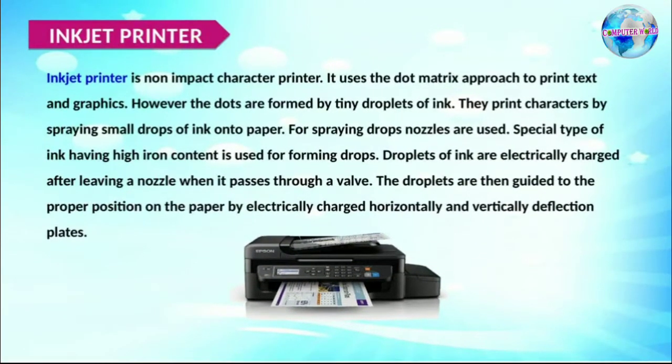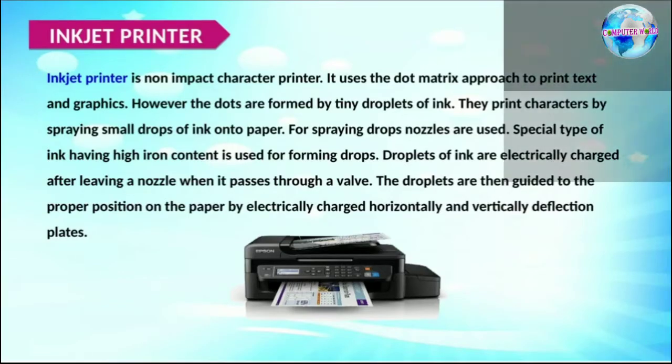Inkjet printers. An inkjet printer is a non-impact character printer. It uses the dot matrix approach to print text and graphics. However, the dots are formed by tiny droplets of ink. They print characters by spraying small drops of ink onto paper. For spraying drops, nozzles are used. A special type of ink having high ion content is used for forming drops. Droplets of ink are electrically charged after leaving a nozzle when they pass through a valve. The droplets are then guided to the proper position on the paper by electrically charged horizontal and vertical deflection plates.